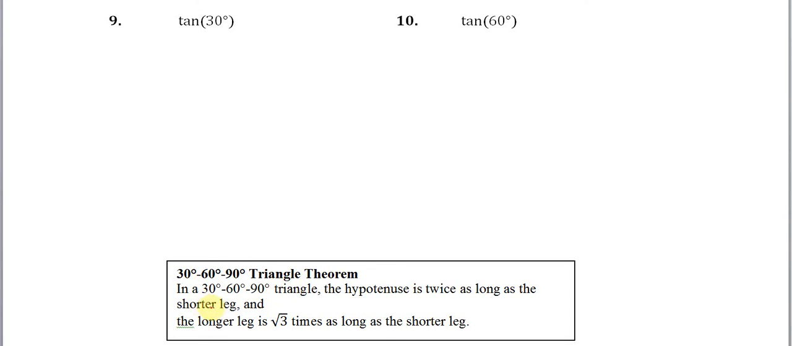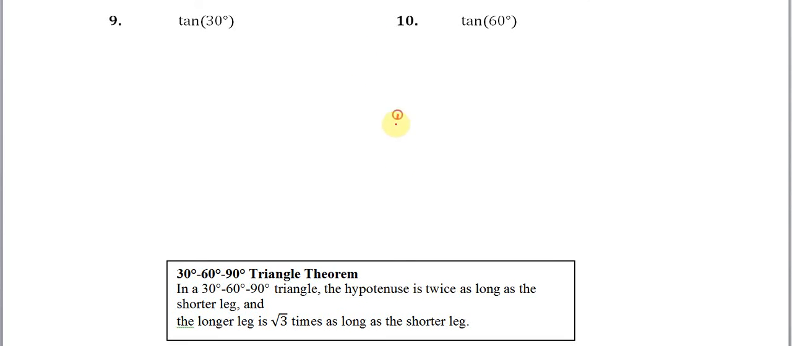So I've written it down here. In a 30, 60, 90 degree triangle, the hypotenuse is twice as long as the shorter leg, and the longer leg is square root of 3 times as long as the shorter leg.